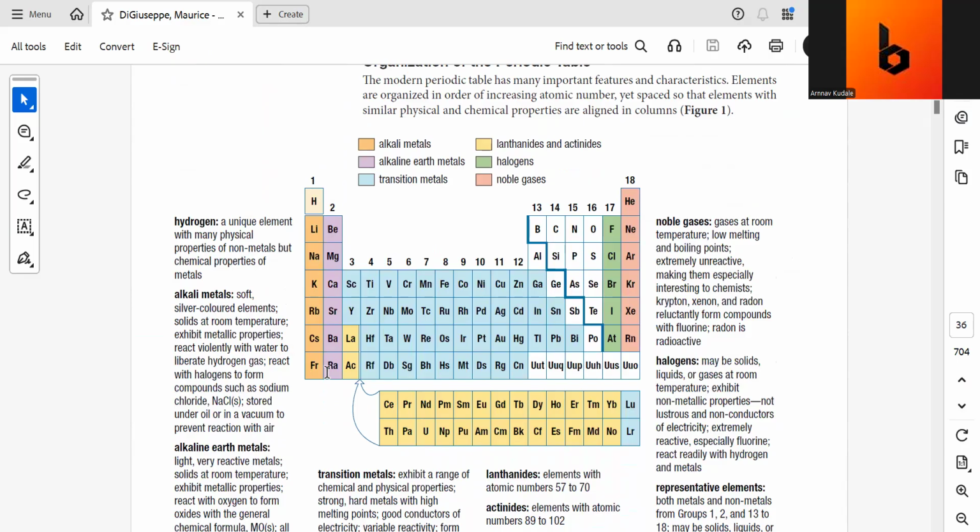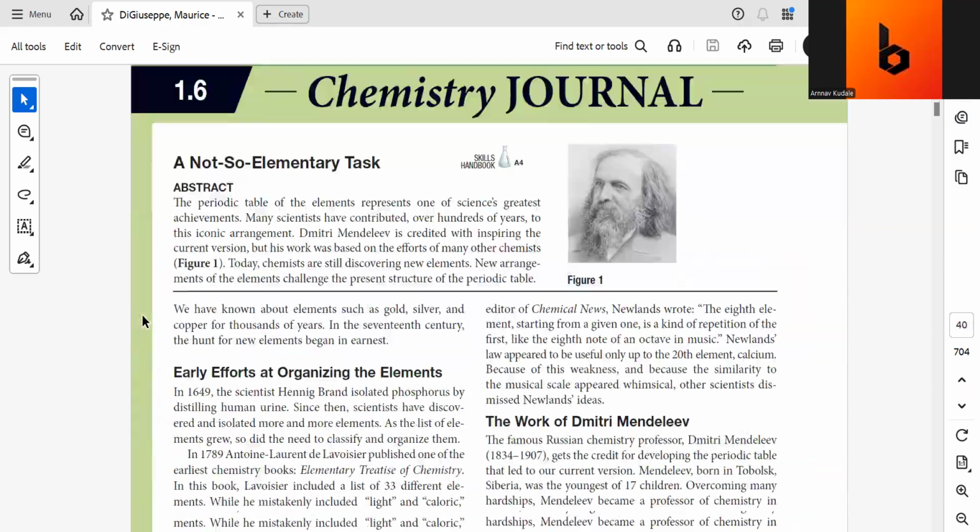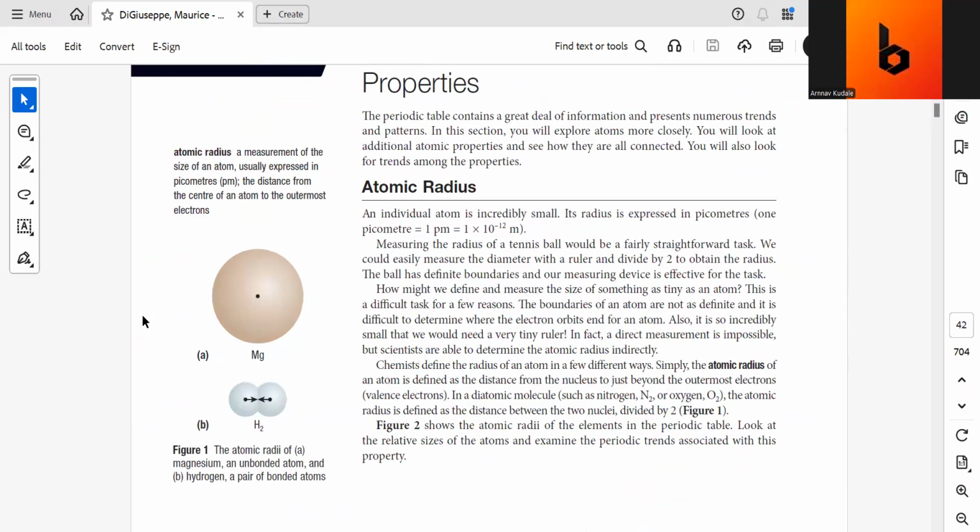So how will you remember that the size is increasing as you go top to bottom? There are more shells, so they get bigger. And what is the definition of atomic size or atomic radius? Center of the nucleus to the outermost electron. So distance is measured from the center of the nucleus to the outermost electron. If there are more shells, by default the size will be larger. So atomic radius will be larger. Can you write this down?